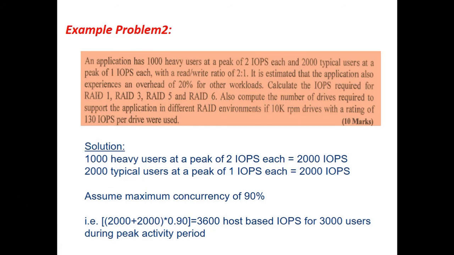of 2 IOPS each. So 2 into 1000 gives us 2000 IOPS for heavy users, and 2000 typical users at a peak of 1 IOPS each. So 2000 into 1 is 2000 IOPS. Assuming a maximum concurrency of 90%, that is 2000 plus 2000 into 0.9, which gives us 3600 host based IOPS for 3000 users during the peak activity period.